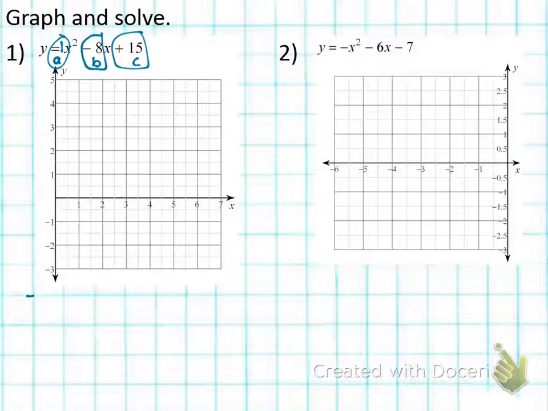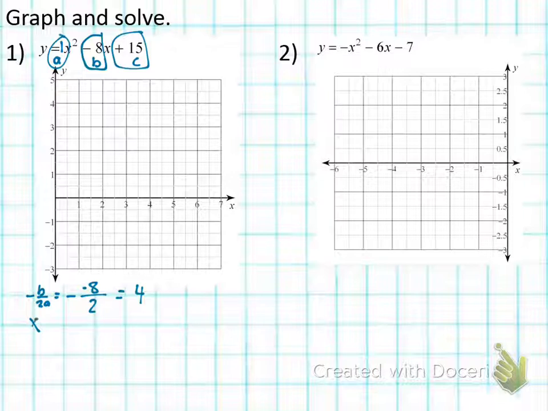That's first. The next thing I would do is figure out where my vertex is. The vertex is the point at the very bottom of the U or at the very top of the U. Does that make sense? It's that very tip of it. The way we figure it out is you start with a little formula, negative b over 2a. So you write that down. In this example we got negative -8 over 2 times a, which is -1. So our vertex is at positive 4.